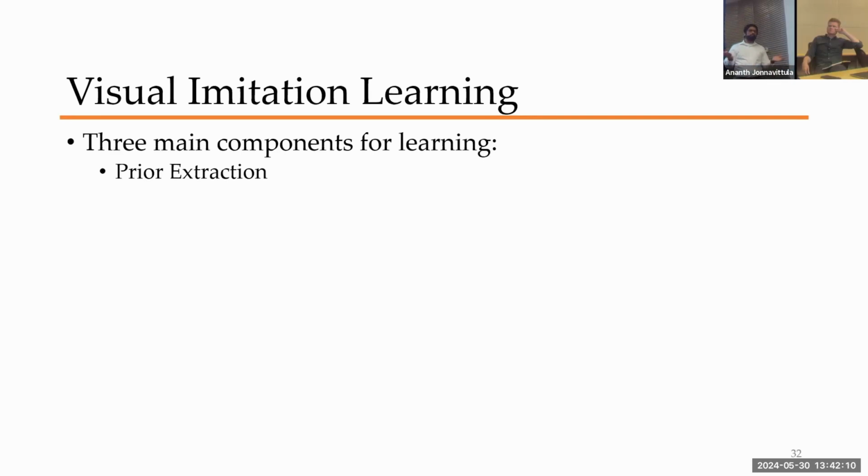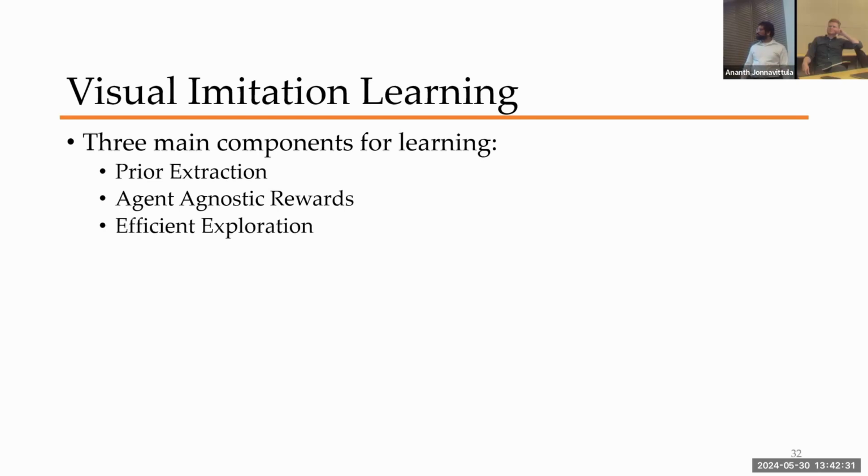The idea is the human gave us this video, which is just a bunch of pixels that have no meaning for us. We need to be able to extract something meaningful that we can use. And then this prior may not be good. Like we were talking about, there are some issues with the morphology, etc. So we need some way to compare what the robot is doing to what the human did in the video. So we need some agent agnostic reward function.